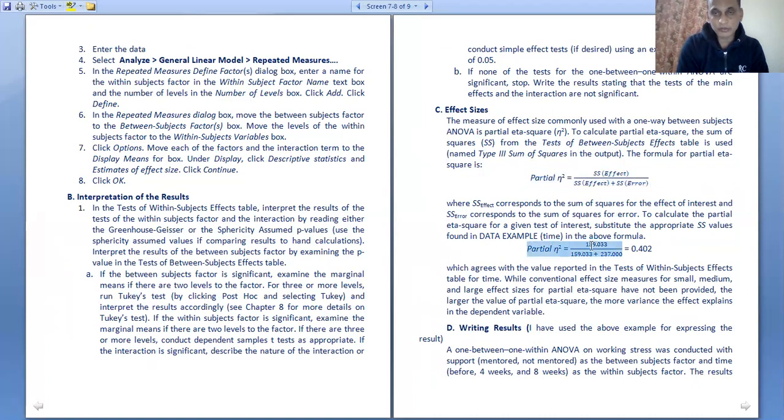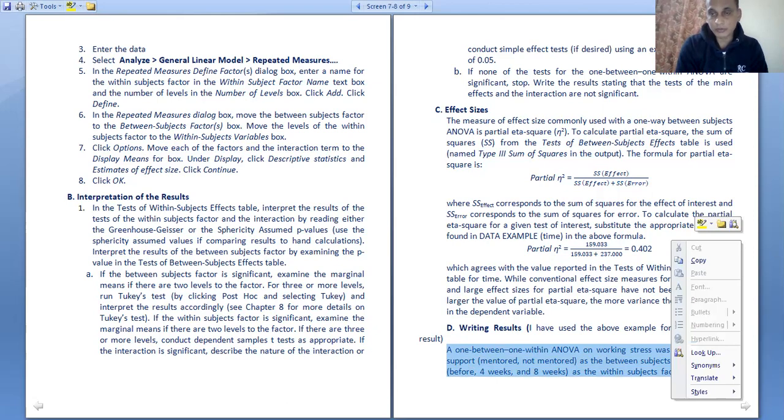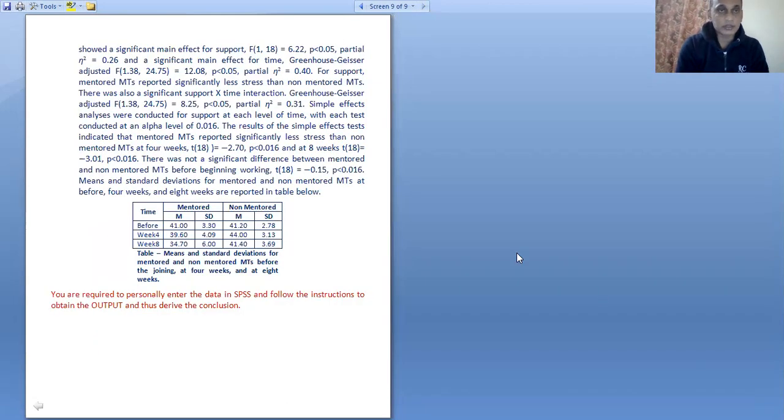You can go through the formula in the previous videos we have talked about, and how we are going to write the result. So a one within ANOVA on working stress was conducted with support, that is mentored or not mentored, as between subject factor, and time, before, 4 weeks and 8 weeks, as within subject factor.